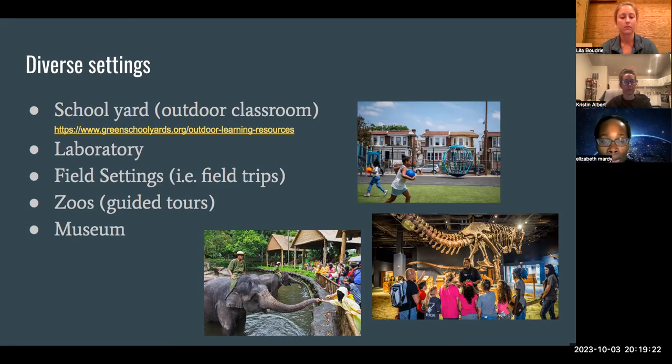And also zoos, like guided tours. Zoos are a really great environmental education program. They can really contribute to an increased nature connectedness or even strengthen positive environmental attitudes towards species conservation.